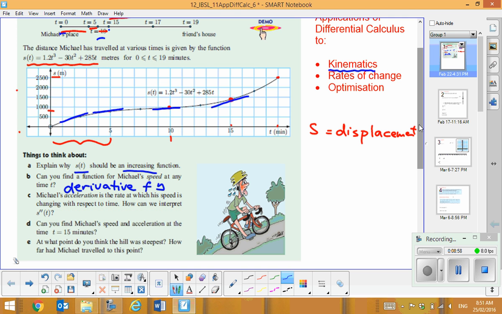How can we interpret that? That's the second derivative. That's the change in speed. So we're talking about change in speed.